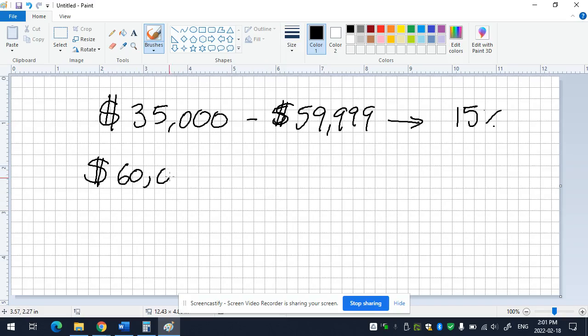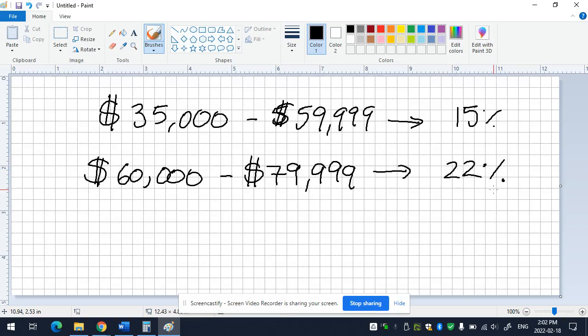$60,000 to what? I don't know. Let's say 79,000. I'm just coming up with numbers here, but I think they're kind of close to the ones that actually happen in real life. Instead of paying 15% tax on their income, they will go to 22%. And so on and so forth.